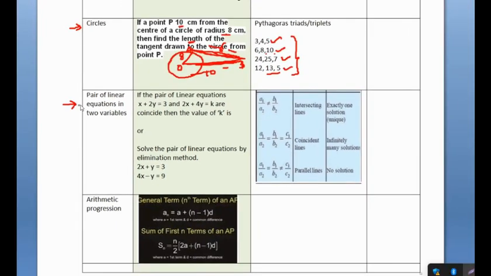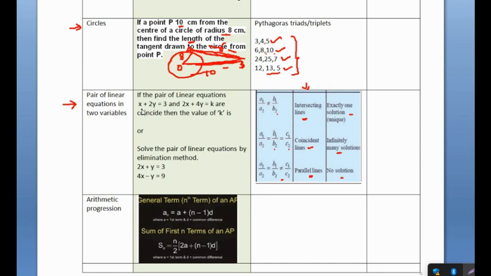Next important questions we can expect from pair of linear equations in two variables are condition related problems. A1 by A2 is not equal to B1 by B2: they are intersecting lines, it has a unique solution. A1 by A2 is equal to B1 by B2 is also equal to C1 by C2: they are coincident lines, it has infinitely many solutions. A1 by A2 is equal to B1 by B2 but not equal to C1 by C2: they are parallel lines, they have no solution.